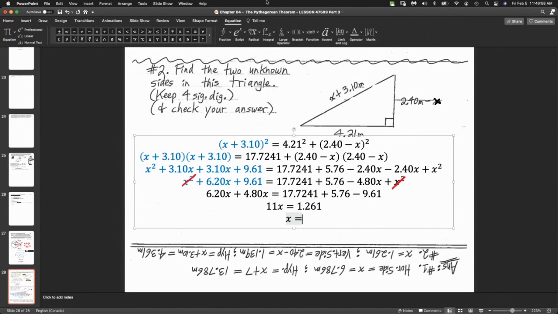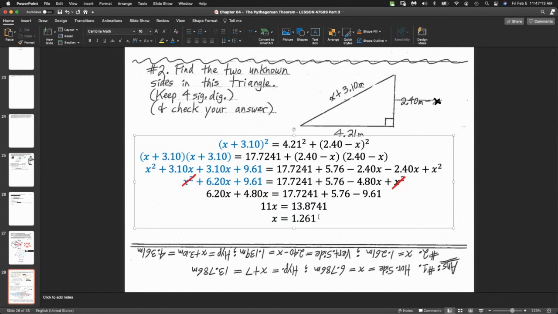So if we divide both sides by 11, you're going to get 1.261. Sorry, this is 13. I apologize. Got a little ahead of myself. I was reading off my answer key for the last step there. Anyway, we have x equals 1.261 meters.